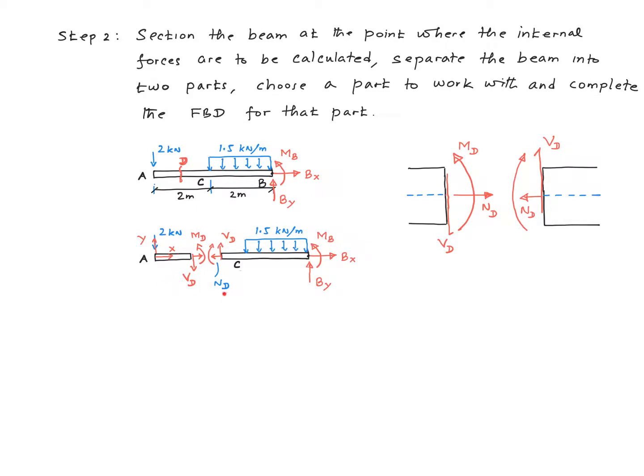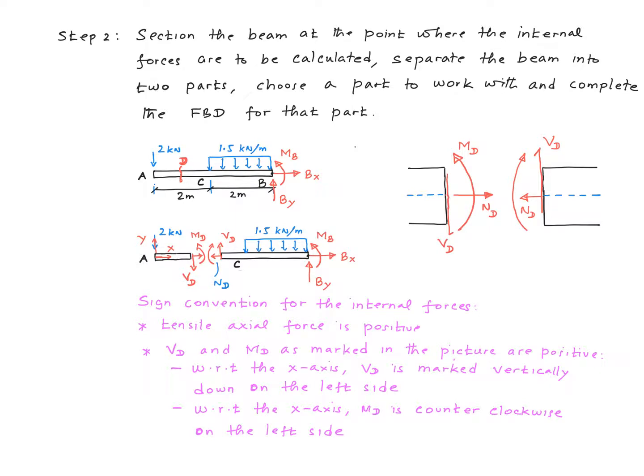The magnitudes of these internal forces are equal to each other and the directions are opposite. The arrows for these forces have been drawn in accordance with the sign convention. This is the sign convention we will use here. The tensile axial force is positive. Taking the x-axis as marked in this picture as positive, considering the left side, these are the positive directions for the shear force and the bending moment.